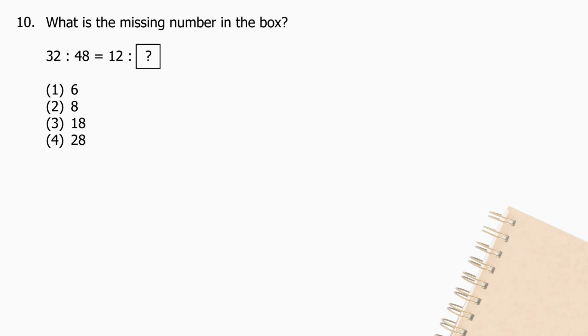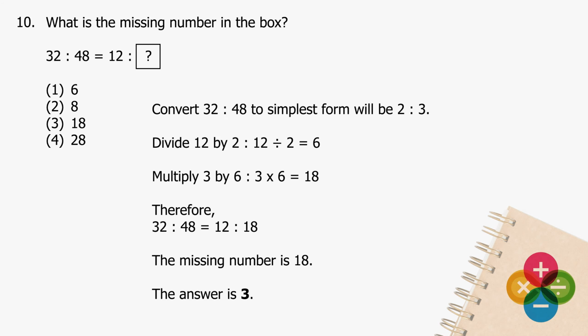Question 10. What is the missing number in the box? 32 is to 48 is equal to 12 is to the missing number. Convert 32 is to 48 to its simplest form, which will be 2 is to 3. Divide 12 by 2 and the quotient is 6. Multiply 3 by 6 and the product is 18. Therefore, 32 is to 48 is equal to 12 is to 18. The missing number is 18. The answer is 3.